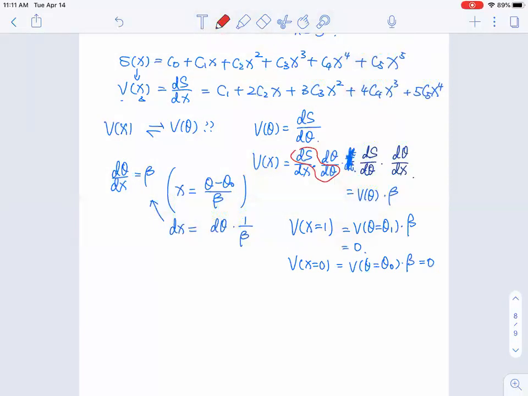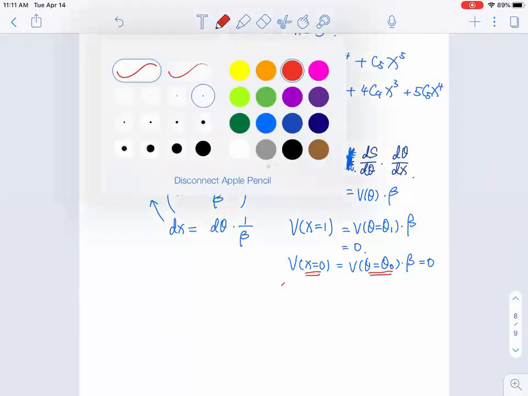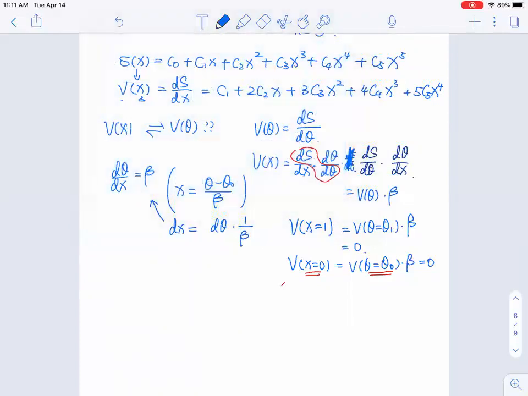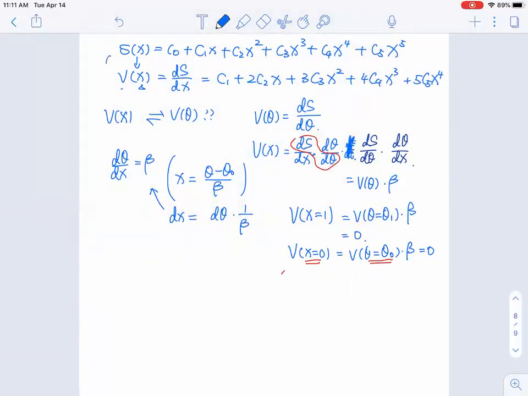Vx at 0 equals V theta at theta naught times beta. That's also 0. The reason I have this is because when x equals 0, that's when your theta equals theta naught. So we evaluate the function at the same time point. All right. So we know Sx, we know Vx. Then we need to calculate Ax. Your Ax is just one more derivative with respect to x. So that's 2C2 plus 6C3 x plus 12C4 x squared plus 20C5 x cubed.